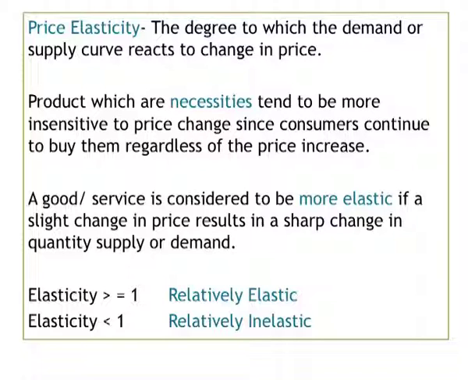A good or a service is considered to be more elastic if a slight change in the price results in a sharp change in quantity, supply, or demand. Elasticity. Relative elasticity, or when something is relatively elastic, we say that elasticity is greater than or equal to 1. When something is relatively inelastic, or let's say when price is inelastic, then we say that elasticity is smaller than 1.